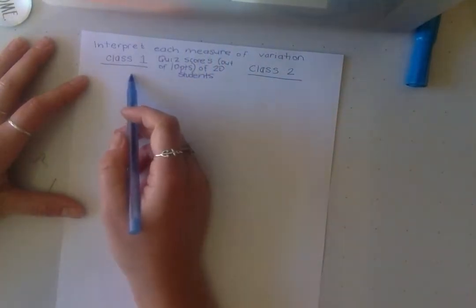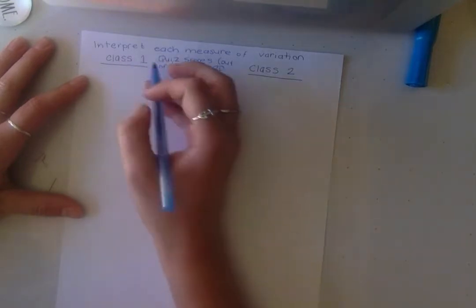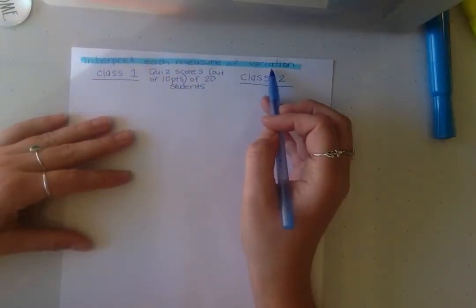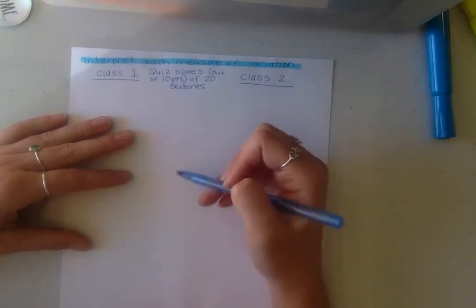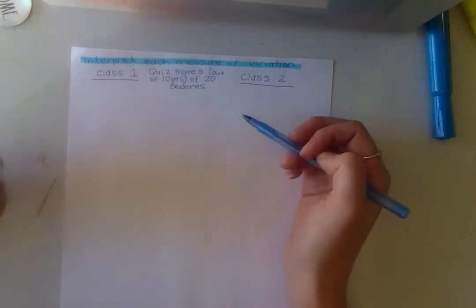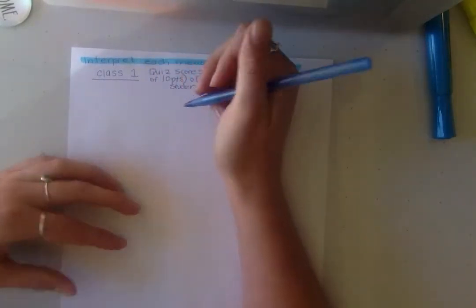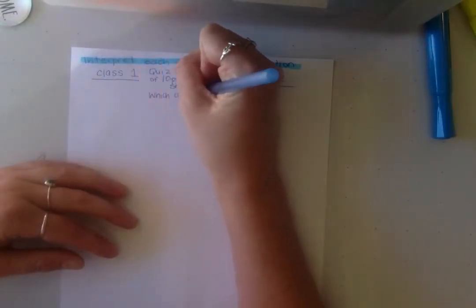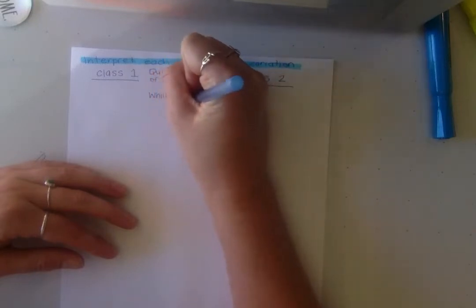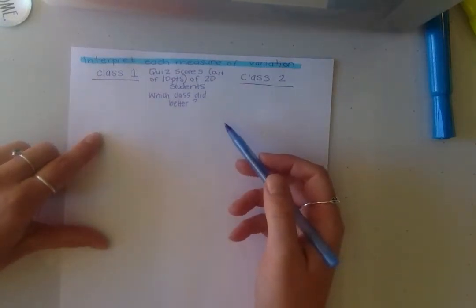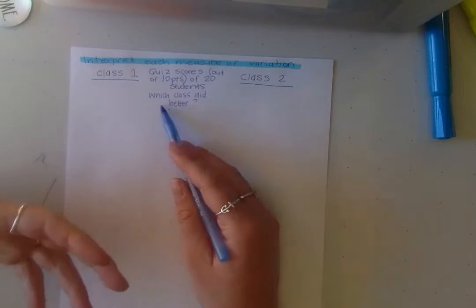So for class 1, my first thought is I want to make a dot plot because I'm going to be talking about measures of variation. When you have measures of variation, I'm not really interested in what was the average or the mode, but I'm wanting to use this data to answer a question: which class did better? I'm going to use my different measures of variation to help me interpret which class did better.